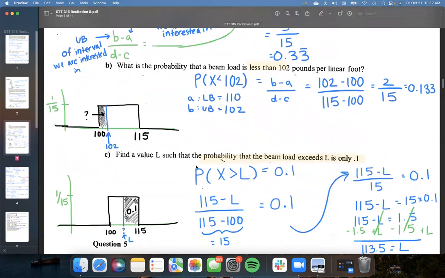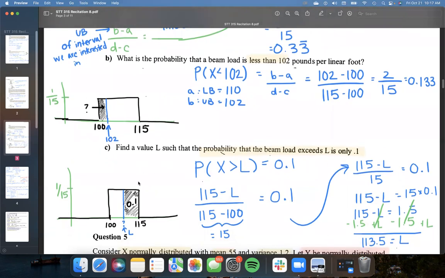Find a value L such that the probability that the beam load exceeds L is only 0.1. So here, this is kind of similar to our inverse norm function, even though we're not in a normal setup, where we're given the area under our curve, even though it's not a curve. And then we want to find that specific value. So this is probability of x greater than L equals 0.1.